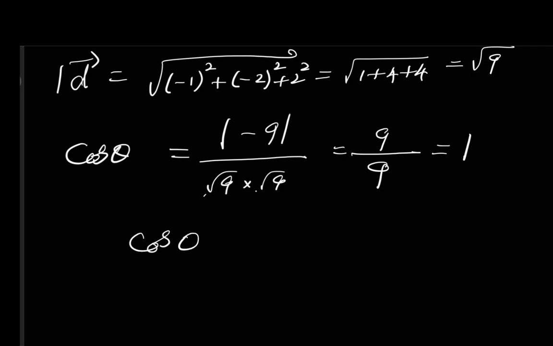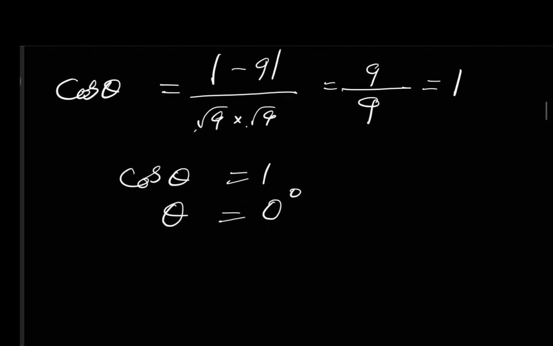So when do you get the cos value as 1? When theta is equal to 0 degrees. So theta is 0 degrees.